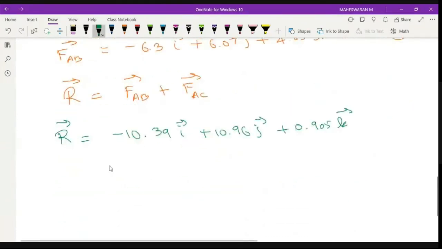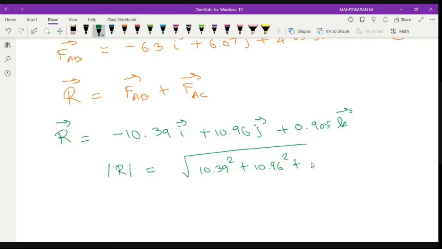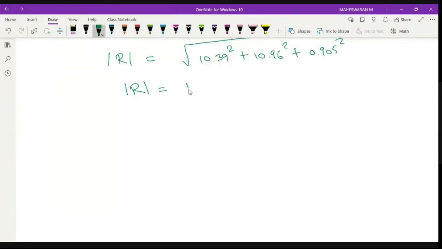And you can also identify what is the magnitude of the resultant. Magnitude of the resultant is root of 10.39 square plus 10.96 square plus 0.905 the whole square. So you can identify the resultant value: 15.12 kilonewton. So make sure I am solving in kilonewton. Okay, let me go for second subdivision.